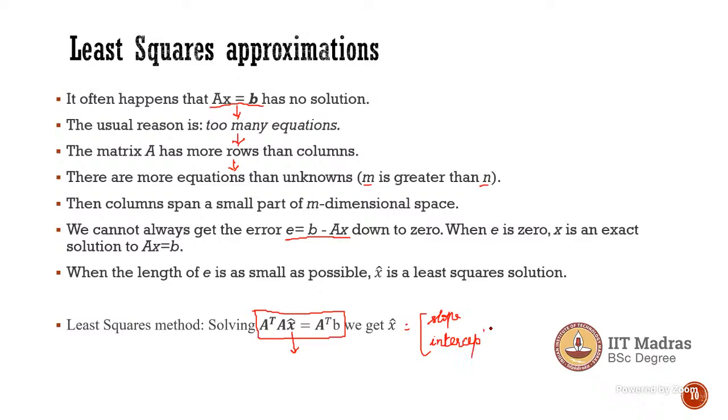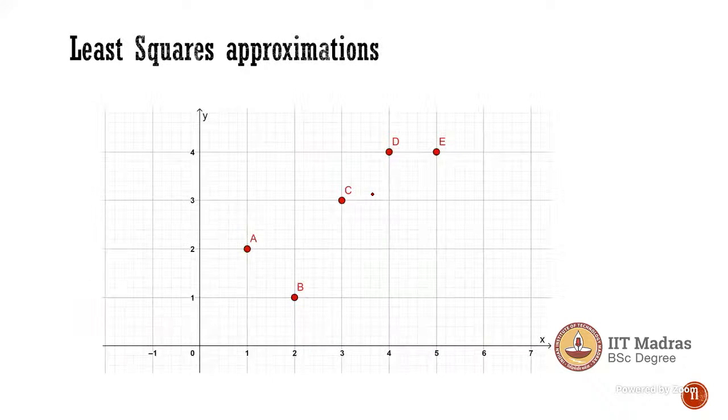That is your linear approximation. Why do we get a line? Because it is a linear approximation. That is why we get a line. You can ask any questions.